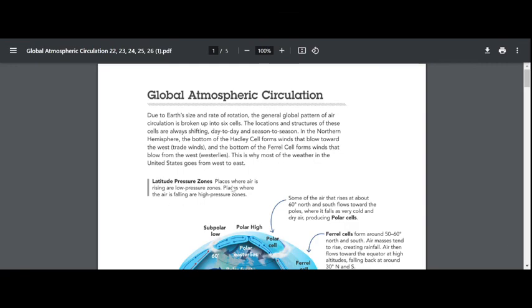Latitude pressure zones are places where air is rising, which are low pressure zones. Places where the air is falling are high pressure zones. So some of the air that rises at about 60 degrees north and south flows toward the poles, where it falls as very cold and dry air, producing polar cells.